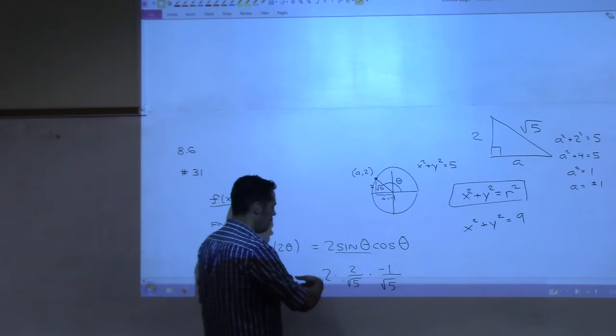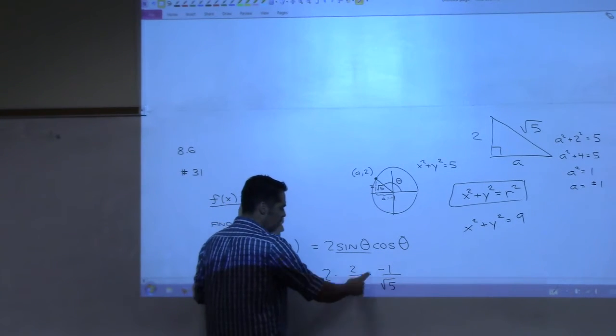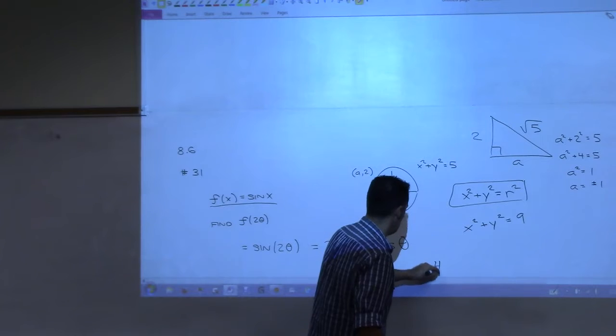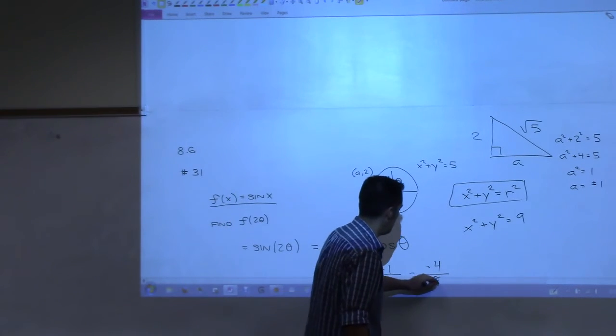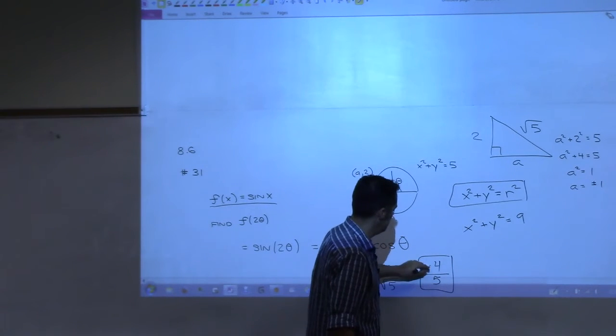And when you multiply this all together, it would be 2 times 2 times negative 1, which is negative 4 over root 5 times root 5, which is just 5. So negative 4/5. It's a good problem.